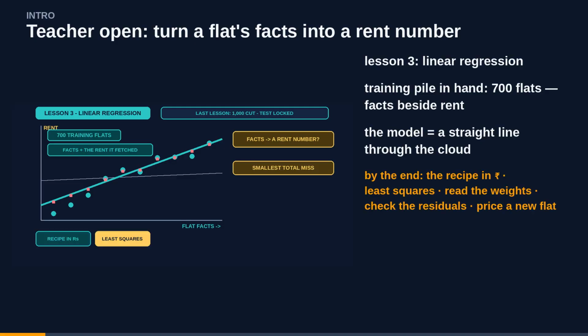Watch least squares pick the winning line by squaring its misses. Read a fitted weight honestly. Catch the one picture that exposes a wrong-shaped line, and price a flat the model has never seen.